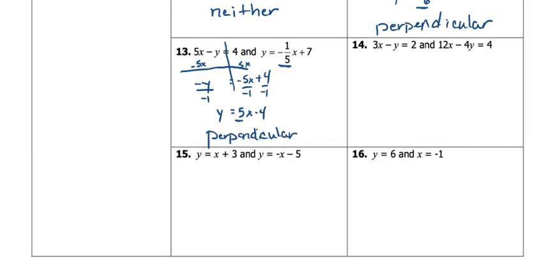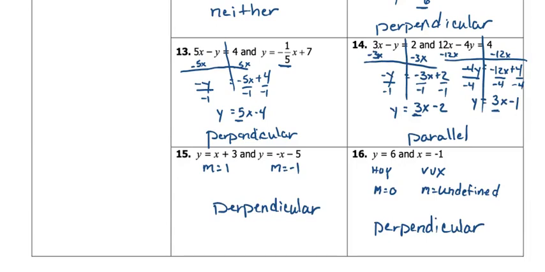Number 14 and number 15. When I look at 14, I notice that those are both in standard form, so you're going to need to change them into slope-intercept form to compare their slopes. Number 15 is already in slope-intercept form, so you're just going to compare their slopes. And then I want you to try number 16. So try 14, 15, and 16. Remember, I need them in y equals mx plus b in order to compare, and then come back and check.